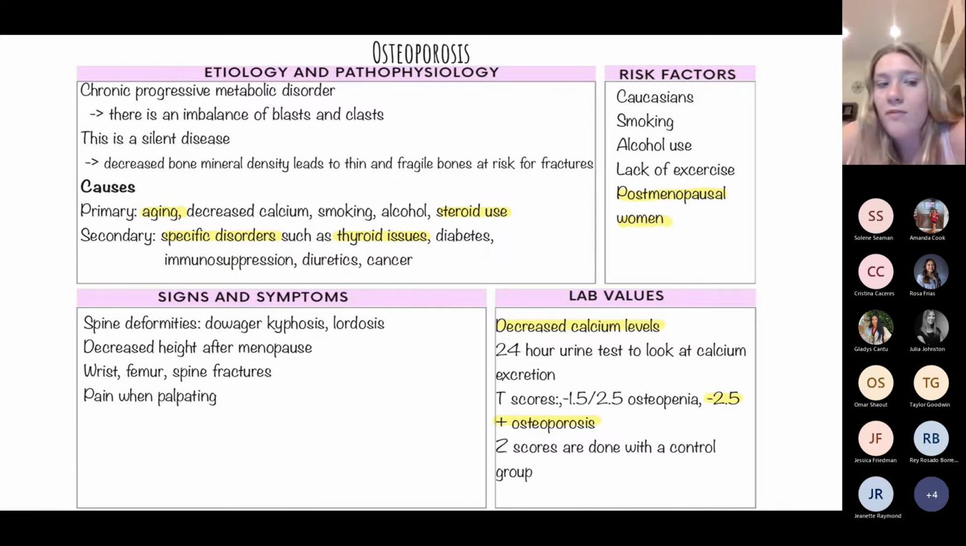A lot of these signs and symptoms, just review your spine deformities. I think those are really important to review, specifically some pictures of what those might look like. And really just risk for fractures, etc. Going to want to get a good set of labs on these patients. We're going to see some decreased calcium levels. We can do a T-score, usually negative 2.5 and below, like negative 2.5 to negative 5. That's going to be pretty indicative of osteoporosis.